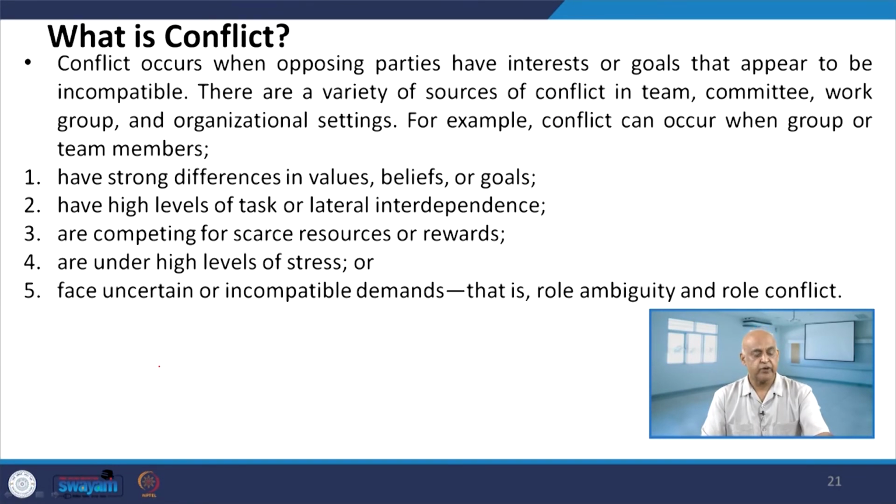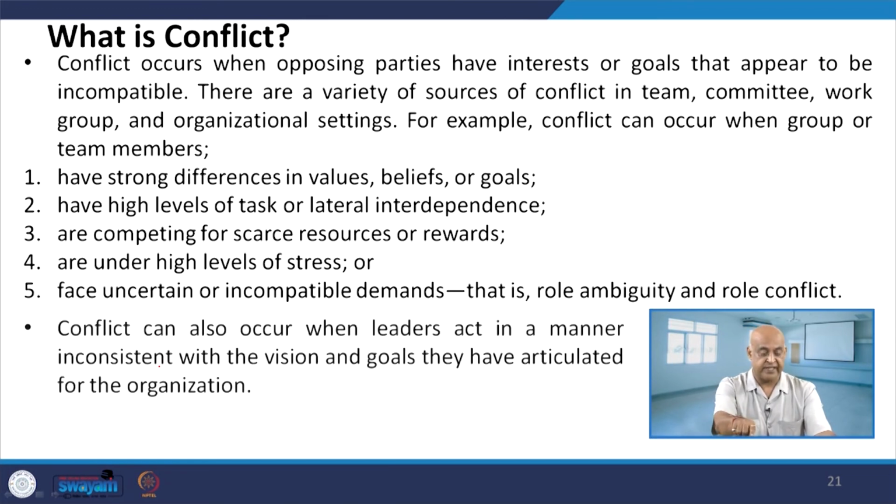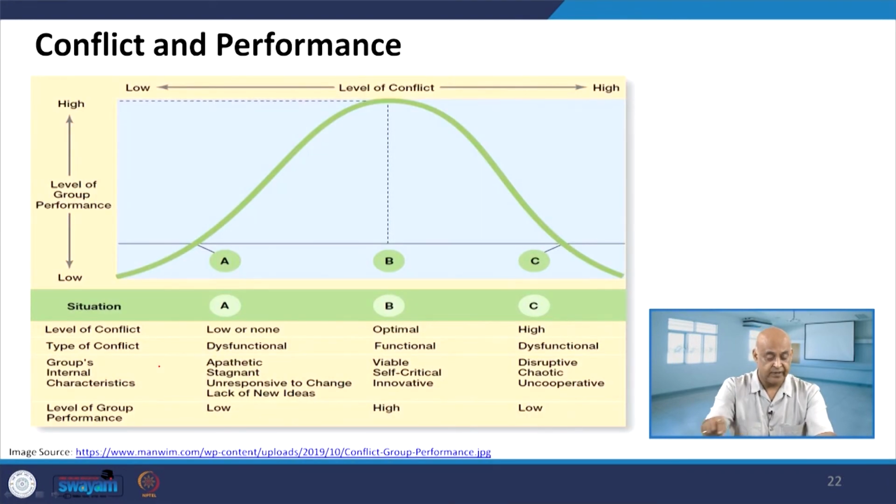Now, whenever we are talking about conflict, conflict occurs when opposing parties have interests or goals that appear to be incompatible, right, and therefore conflict can occur within a group or among team members. So, we have to classify what type of conflict you are having, the degree, or high levels of competing for scarce resources under high levels of stress or facing uncertainty. Conflict can also occur when leaders act in a manner inconsistent with the vision and goals they have articulated in the organization.